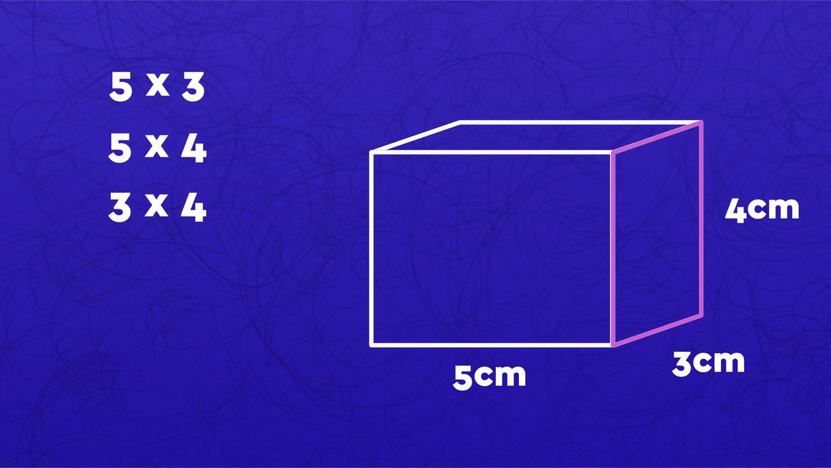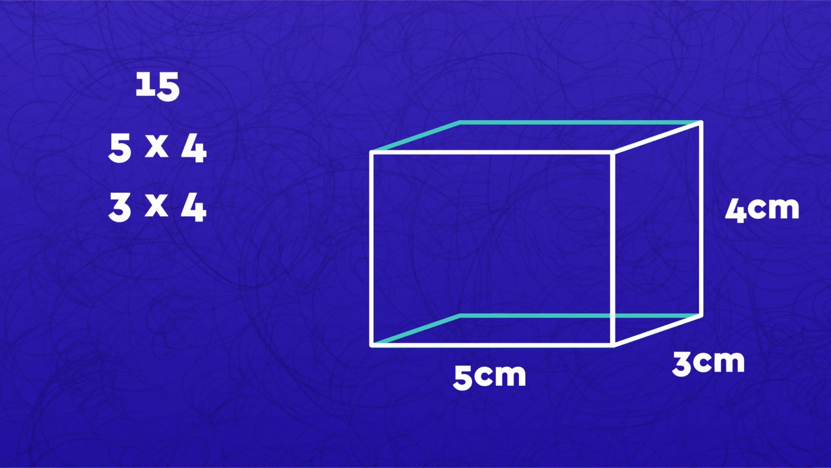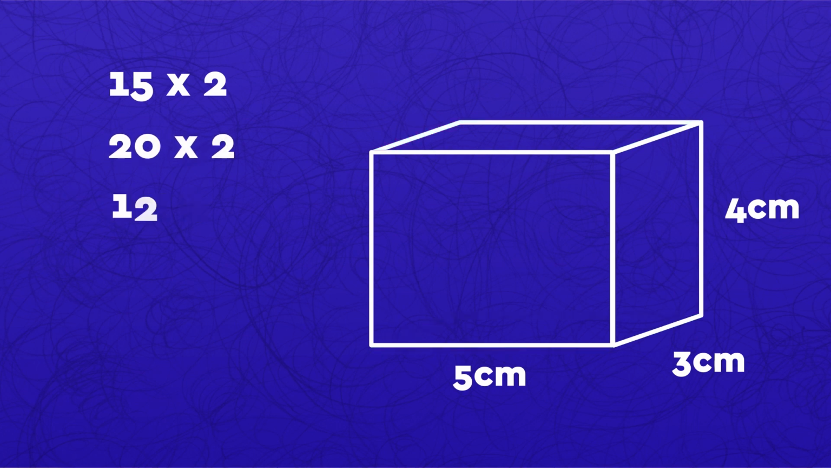In fact, if you think about it, there's a pair of each of these. The top and bottom are the same. So instead of working out the area of each one, I'll work out the area of one of them and then multiply it by 2. Same goes for the large side and the smaller side.